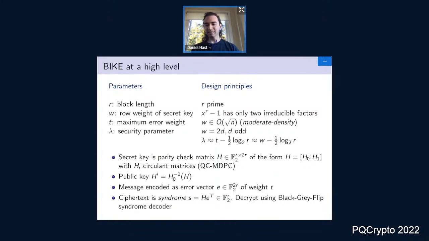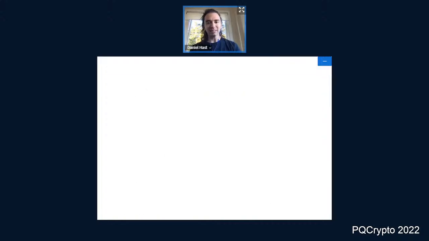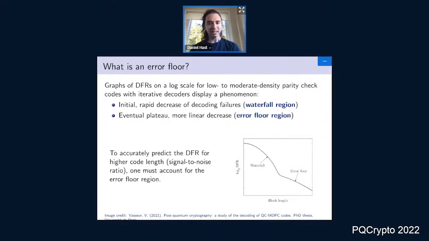And so the public key is some sort of scrambled version of this. The message is encoded as an error vector, the ciphertext is the syndrome, and it's decrypted using this Black-Gray-Flip iterative decoder. And the key thing about these iterative decoders is that it can be kind of hard to do a direct analysis of decoding failure rates, so often this has to be assessed through various forms of simulation or other estimation.